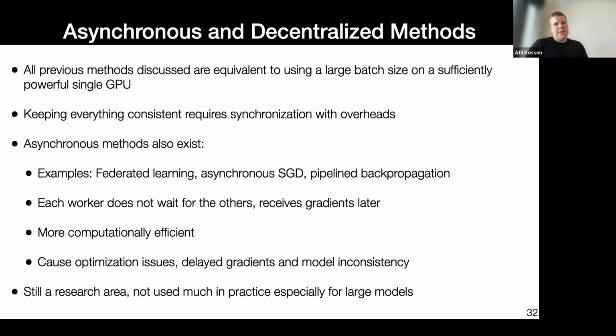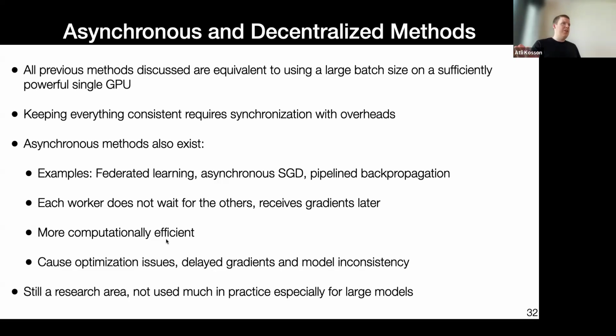And there are ways around this. What is it called? Asynchronous and decentralized methods, where we no longer force all the GPUs to have the same optimized state at each point. So each GPU can just do a forward and backward pass and send its gradient somewhere. It'll get gradients from other GPUs at some random points, but we no longer force them all to be in sync with the same model weights at every iteration and so on. So there are lots of methods like this.